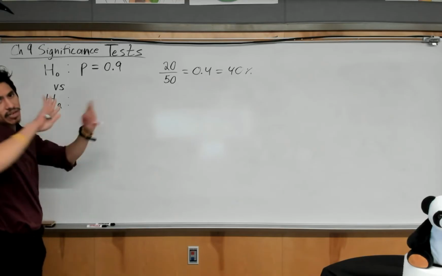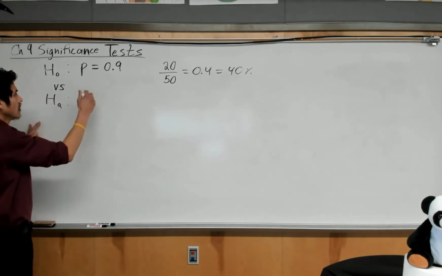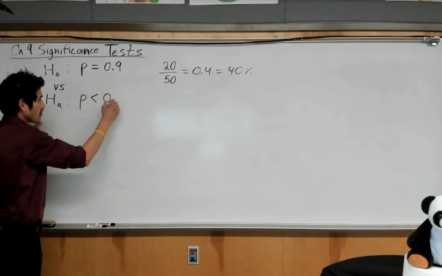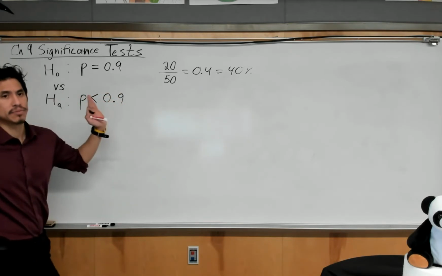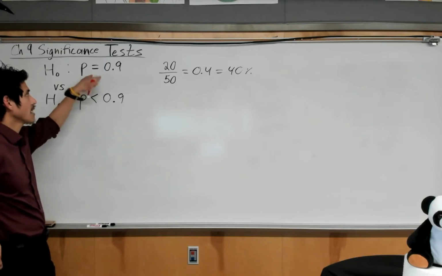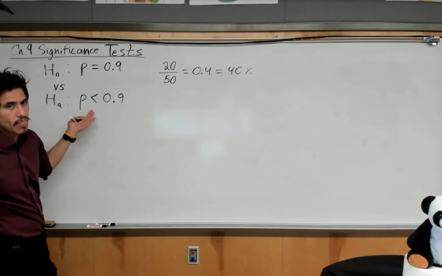And I'm like, no way, you suck, I can just tell by looking at you. So I'm saying that the true proportion is less than 0.9. You don't have to give a specific value for the alternative hypothesis. You have to say it's not equal to, greater than, or less than that. In this case, less than.